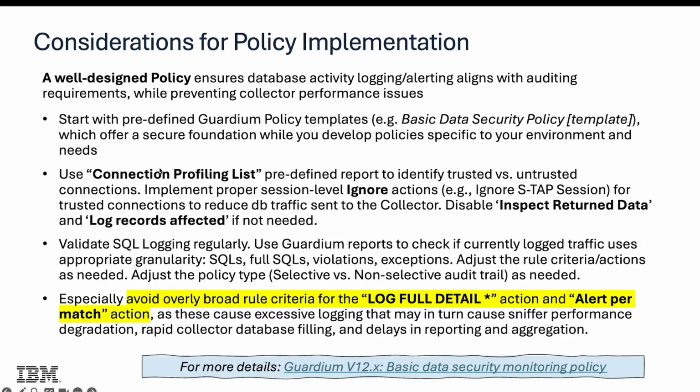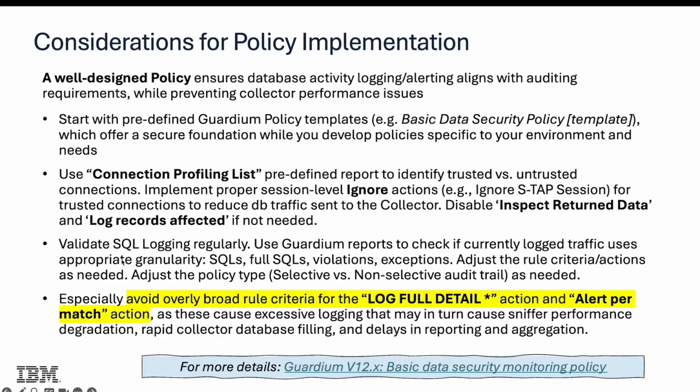Next, a key point: don't overload your collector's sniffer. A good way to avoid that is using the connection profiling list predefined report to tell trusted and untrusted connections apart. For the trusted ones, add the right session level ignore actions, like the ignore STAP session, to cut down on the traffic sent to the collector. Also, if you don't need it, disable the inspect returned data and the log records affected. That also helps lighten the sniffer load.